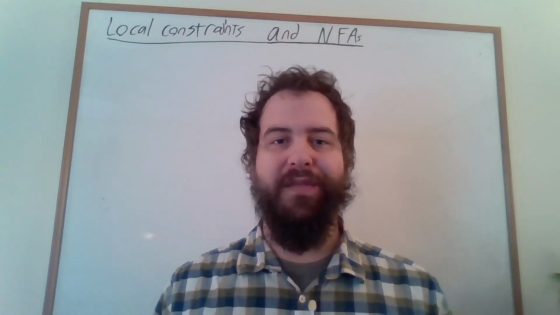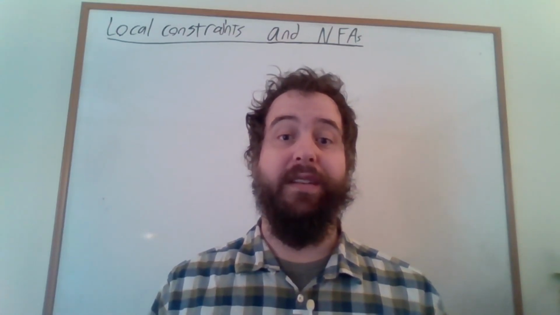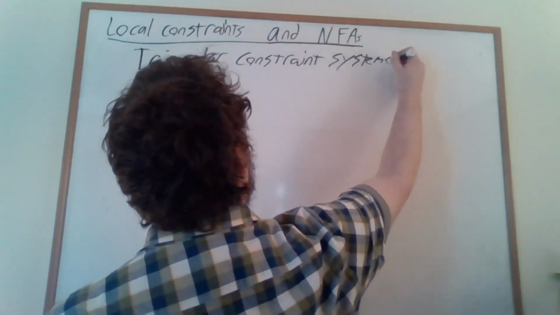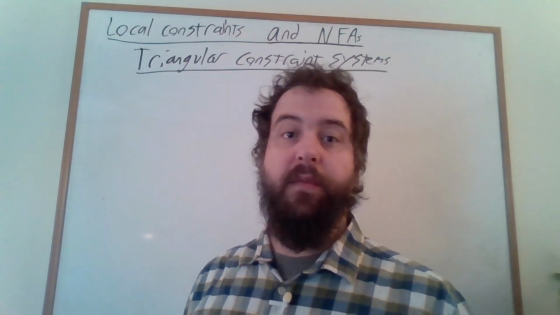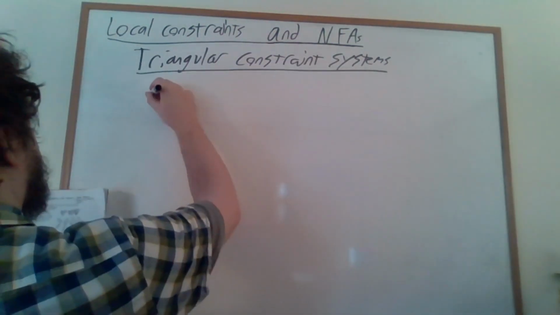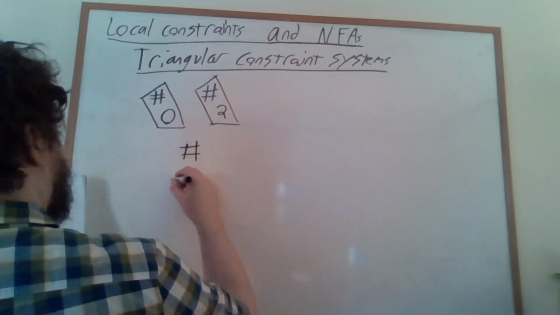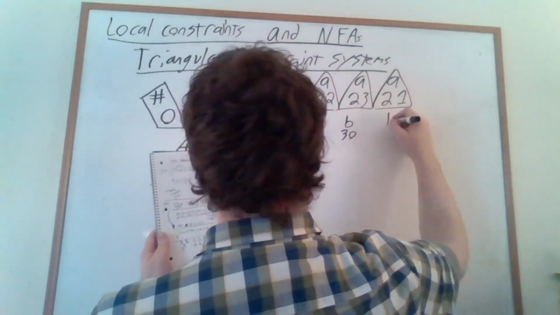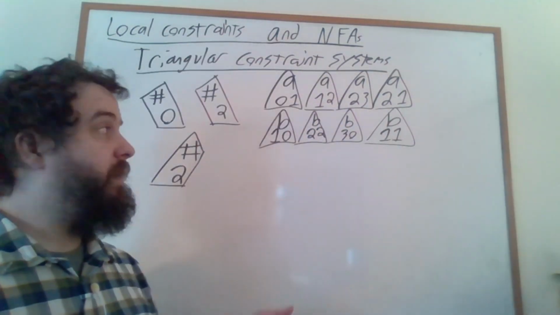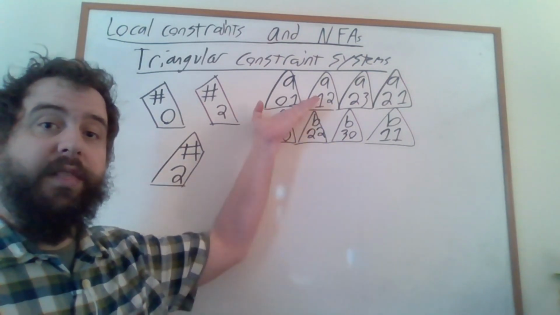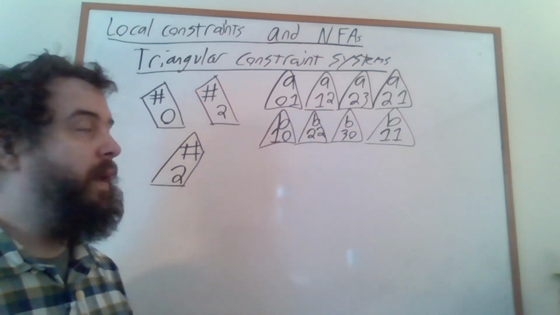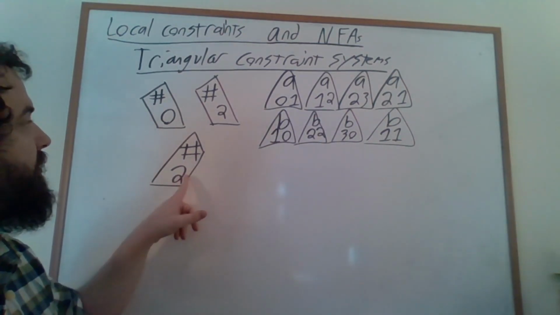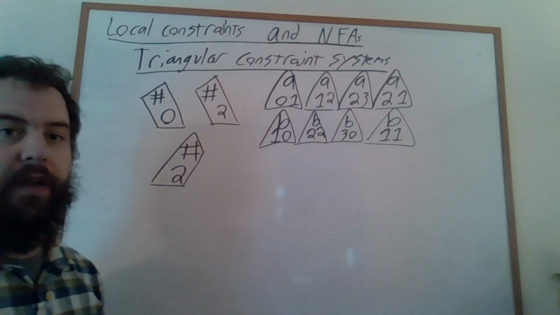Hello! I'd like to start off this video by introducing you to what I like to call triangular constraint systems. A triangular constraint system looks something like this. So here we have a collection of triangles with letters up at the top and numbers down at the bottom, and then we have some partial triangles that are missing one of the numbers at the bottom. They form trapezoids, and they have octothorpes up at the top.